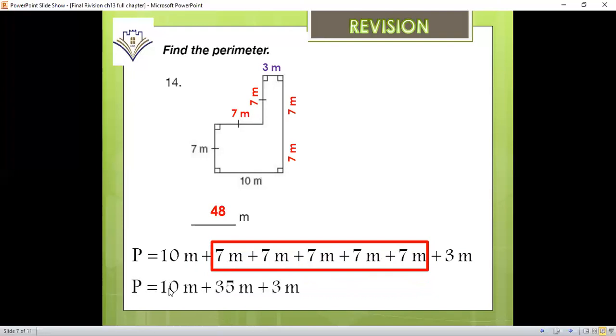7 multiplied by 5 equals 35. The perimeter is equal to 10 plus 35 plus 3. 35 plus 3 is 38, and 38 plus 10 equals 48 meters. The unit for this perimeter is meter.